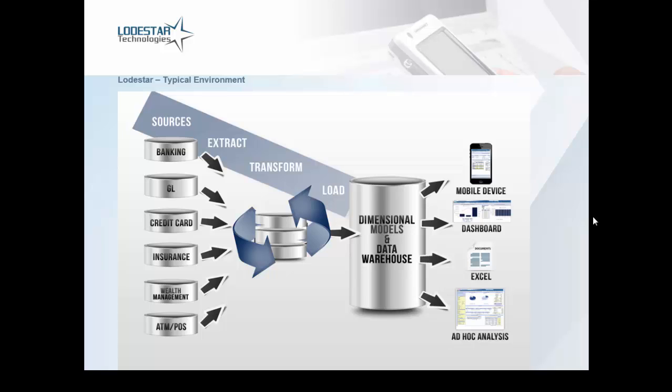So you can see on the screen we have on the left-hand side all the different typical sources that we pull into the data warehouse. This will be a little bit different for every bank and credit union using this system. But everybody, at least at a minimum, will have the banking system source pulled in. And you might also have GL, credit card, insurance, wealth management, all types of other third parties pulled in.